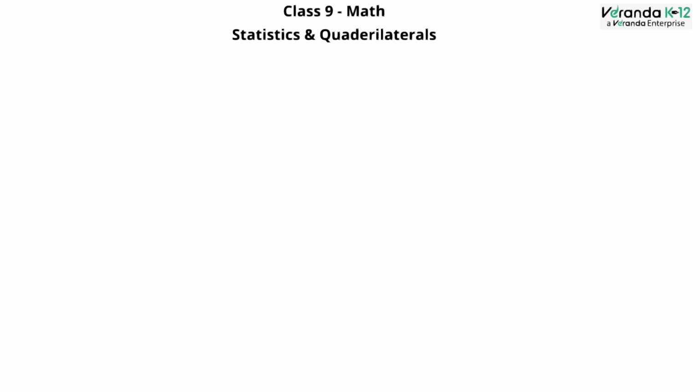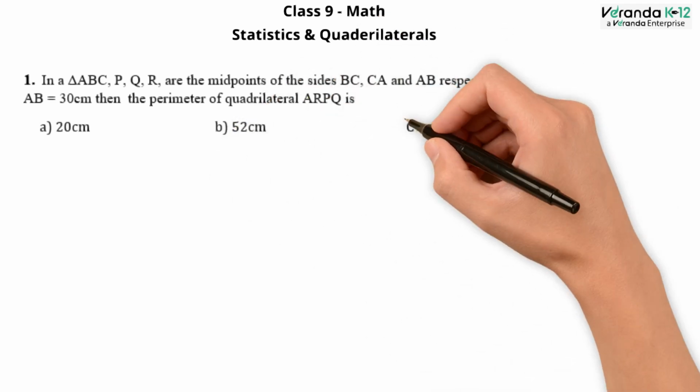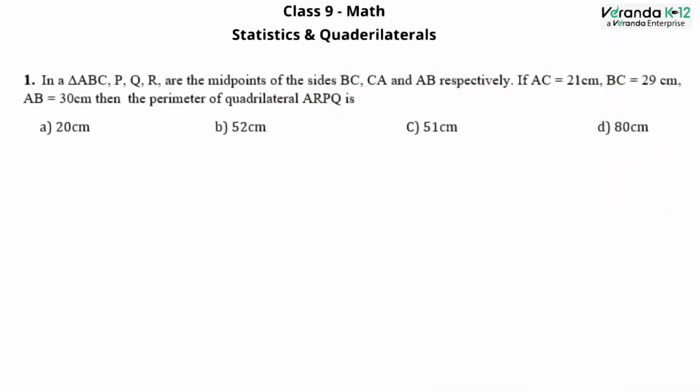Question number 1. In triangle ABC, P, Q, R are the midpoints of the sides BC, CA and AB respectively. If AC is equal to 21 cm, BC is equal to 29 cm, AB equal to 30 cm, then the perimeter of the quadrilateral ARPQ is dash. Options given are A 20 cm, B 52 cm, C 51 cm and D 80 cm.